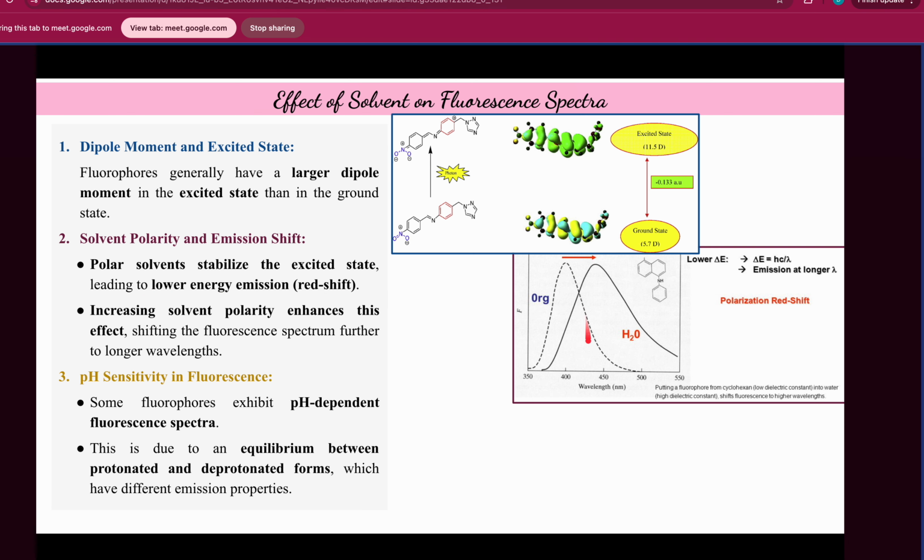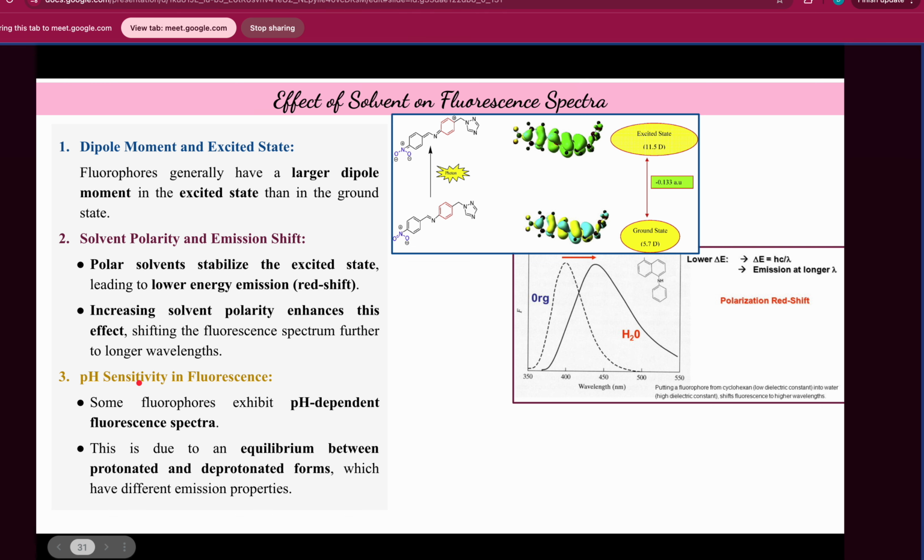For example, if I have an organic compound, the wavelength is less. But as I increase the polarity, as I move towards H2O, which is water, which is polar in nature, this also leads to an increase in the wavelength. So wavelengths are increasing, and we know there is an inverse relationship between energy and wavelength. High wavelength means low energy. So polar solvents stabilize the excited state and lead to lower energy emissions, bringing about the red shift. Increasing the solvent polarity enhances this effect, shifting the fluorescence spectrum further to longer wavelengths. So this is also a reason which affects the fluorescence spectra.